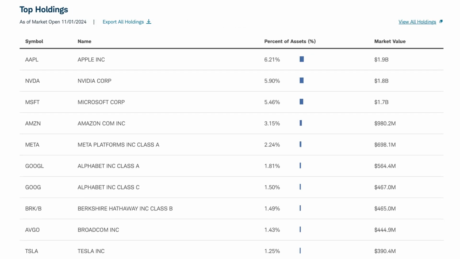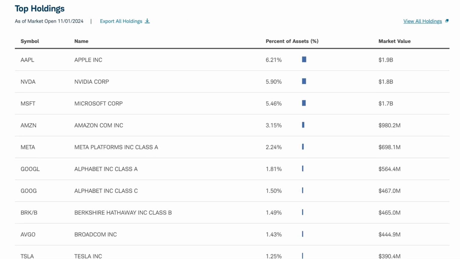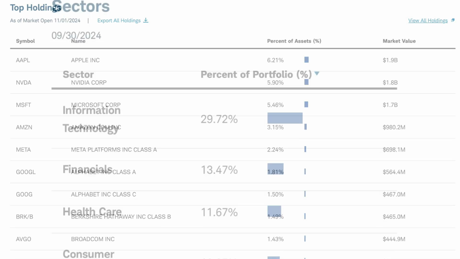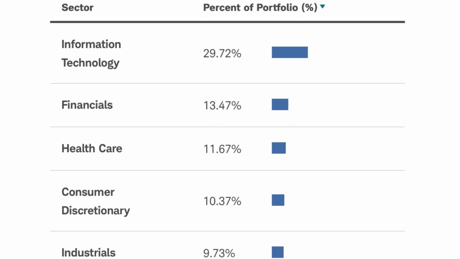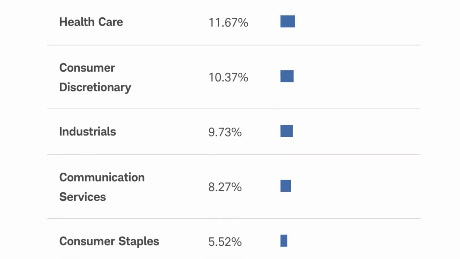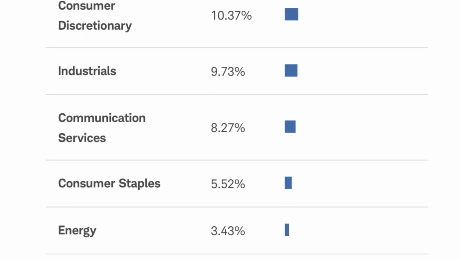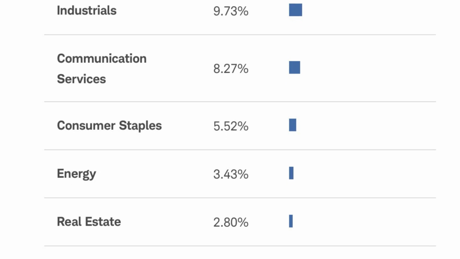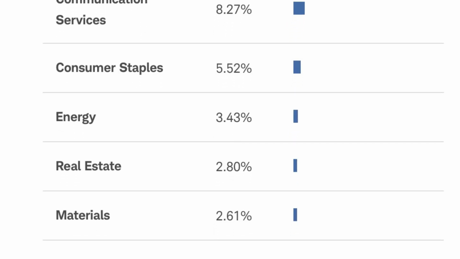Since SCHB tracks the US markets, it is concentrated towards technology companies. The largest portion of the fund, at 30%, is in tech, followed by financials at 13.5% and healthcare at 12%. Materials, utilities, and real estate companies make up the smallest percentage of the fund, under 3% each.